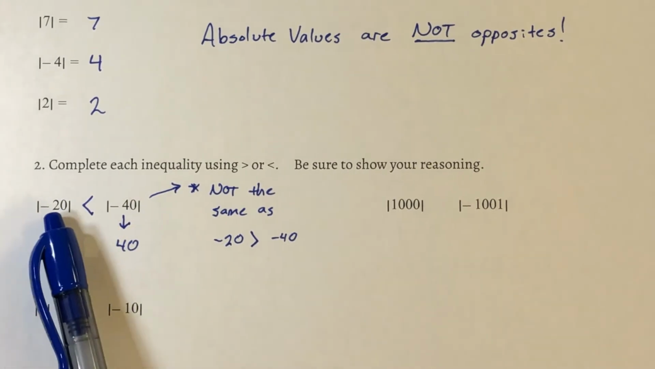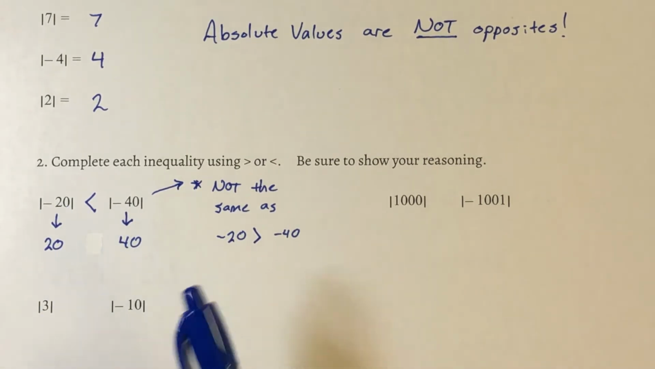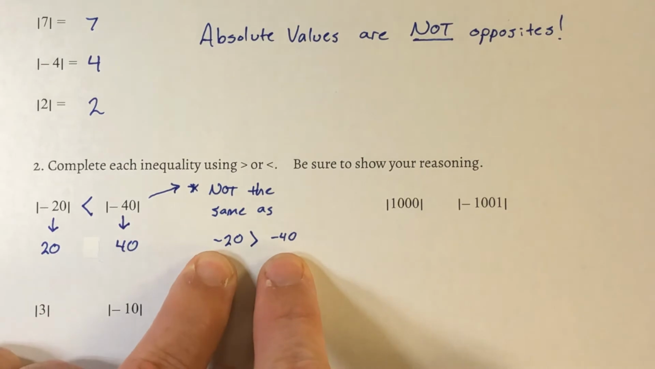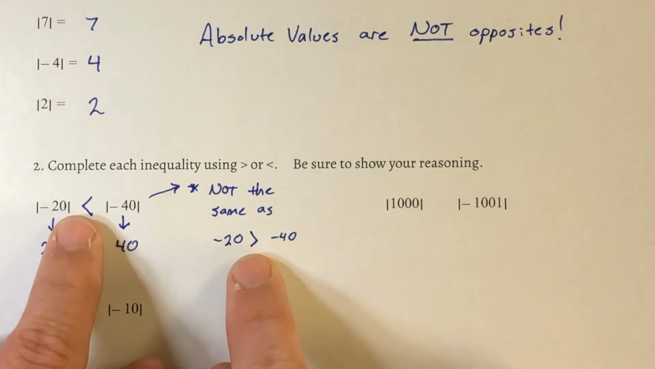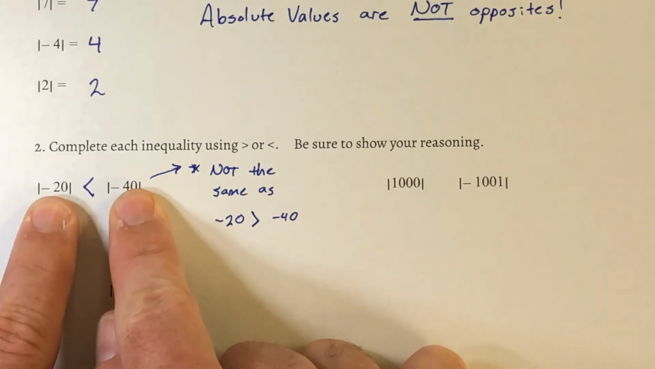So we're not comparing the actual numbers. We're comparing their distances from 0. So notice, if I were comparing the actual numbers, I'd have a completely different answer. You're comparing their distance from 0.